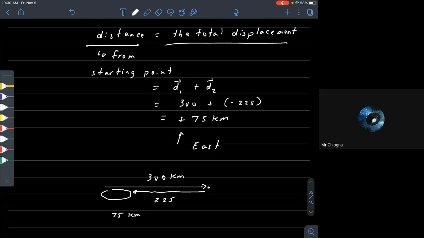The quick way is just find the areas. Make sure you treat anything below the graph as negative, so it's subtracted. That gives you the total distance from the starting point. That's what displacement is. How far are you from the starting point? If the overall value is positive, like it is here, you're east of it. If it was negative, you'd be west of it. Okay?